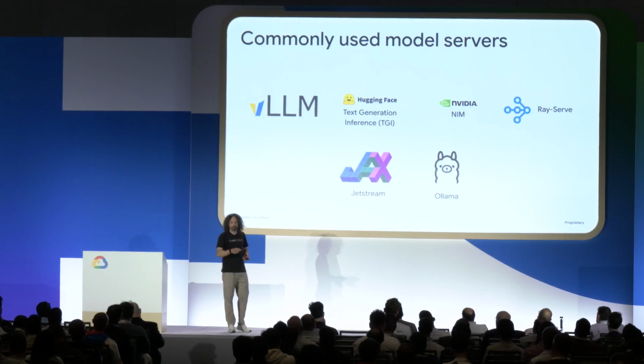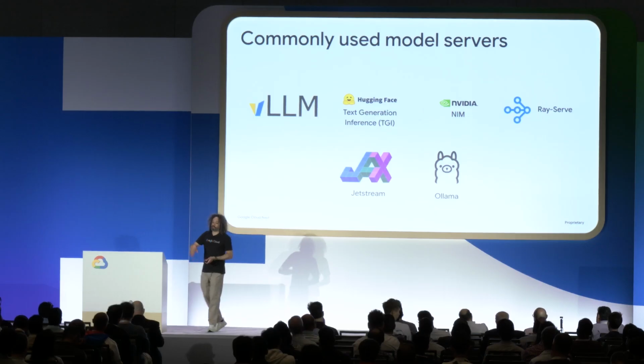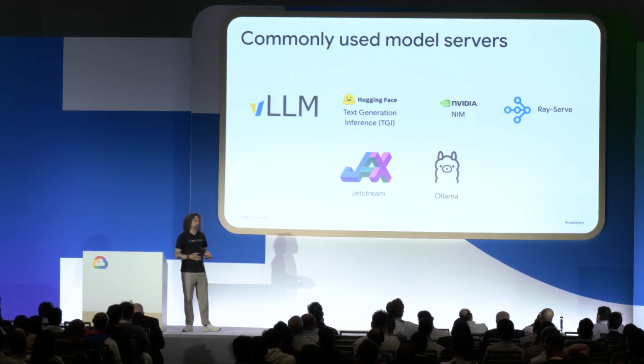You just need to look at which one actually, A, supports your model, and B, supports the type of accelerators that you're going to run on. A very common example would be that the NVIDIA NIM doesn't run on TPUs. It only supports GPUs. But vLLM, for example, does support both. There is a version of vLLM that supports both GPU and TPU. Ray, the same thing. It also supports both TPU and GPU.